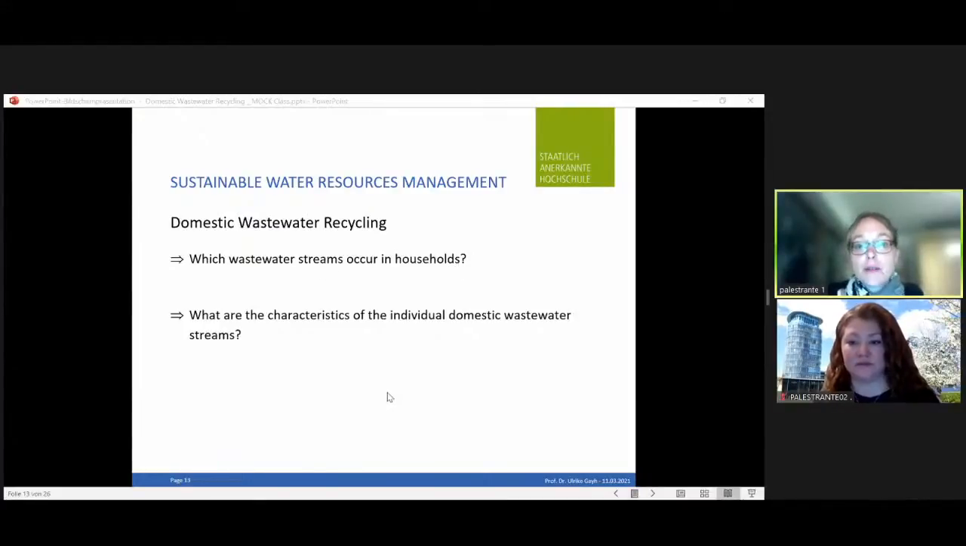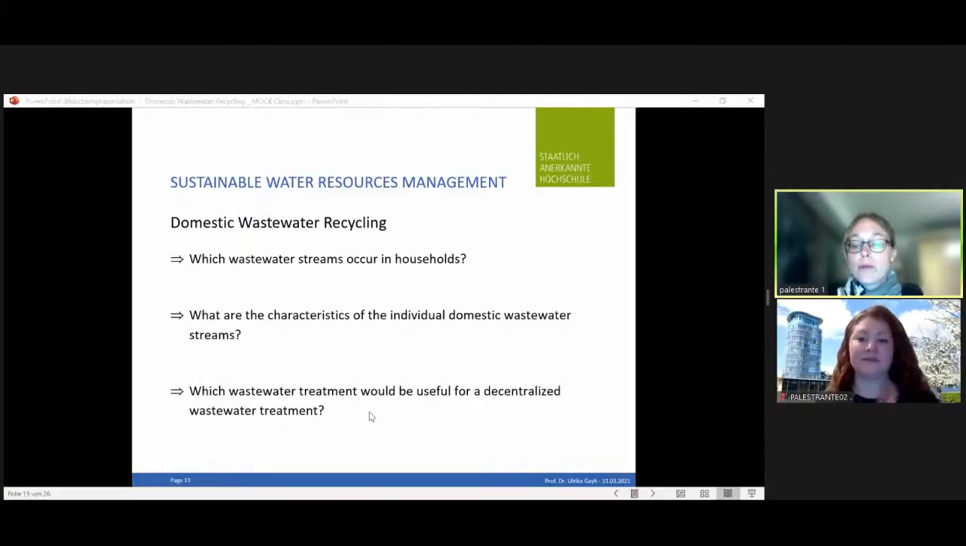We have now talked about the question of which wastewater streams occur in households, as well as the characteristics of these individual domestic wastewater streams. We need to talk now about the treatments which would be useful for a decentralized wastewater treatment. Do you have any ideas? When you now know that your gray water is not that polluted, your black water is highly polluted, maybe also with the urine and the feces as yellow and brown water, do you have any ideas or solutions which can be used for a decentralized wastewater treatment?